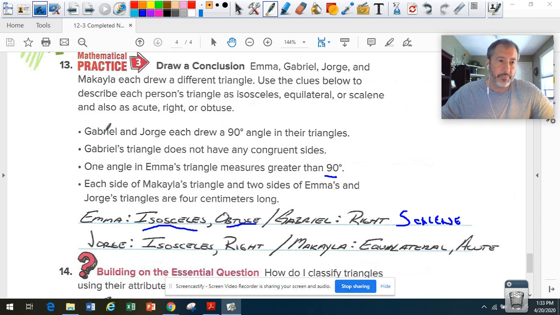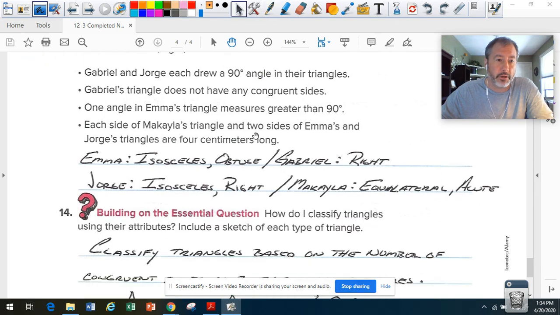Jorge, let's look at Jorge. Jorge, he was a 90-degreer. Yes, we know he is right. We also said, hey, he's got two sides that are exactly the same, so he is isosceles also. And then Michaela, each side of Michaela's triangle is 4 centimeters long. So that means all three sides of hers are 4 centimeters long. Since the three sides are 4 centimeters long, it is equilateral and it is going to be acute. Very, very good there.